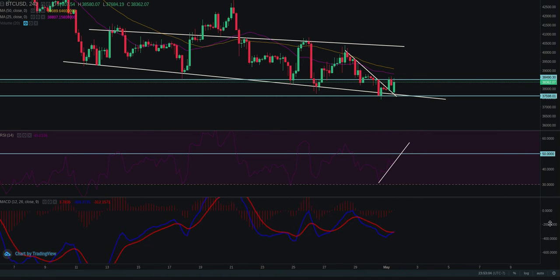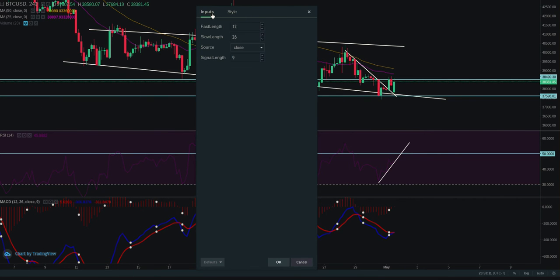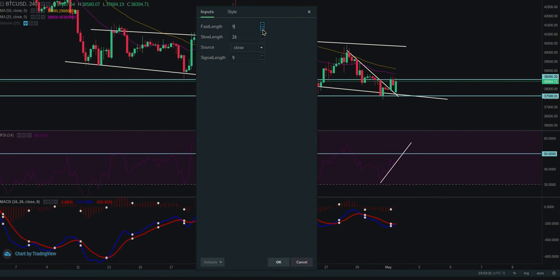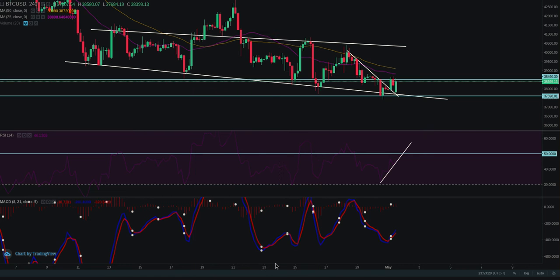This is on a 4-hour time frame, and if you guys notice, I actually, oh man, let me, inputs. Oh, let me put it. So I like to put my numbers on. This is for the MACD. So I put the MACD on 8, 21, and 5.